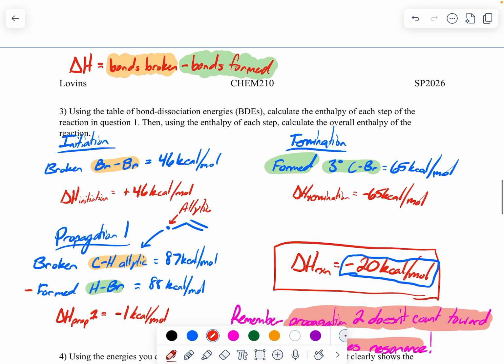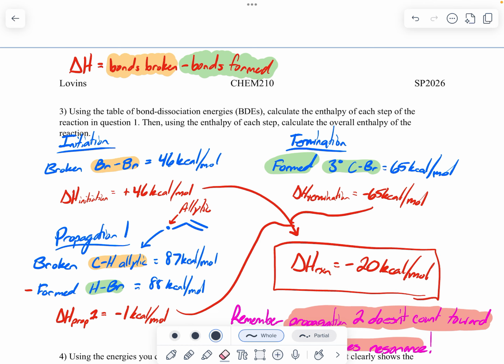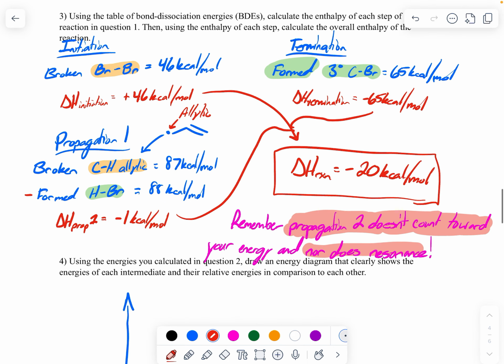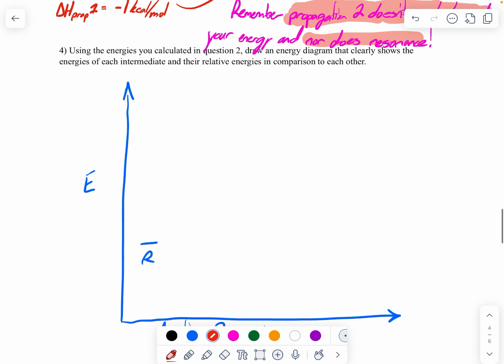Now if we take all of these values and add them up, that's where we come up with the delta H of reaction at negative 20 kilocalories per mole, right? And this is going to be a useful value for us because now we're going to look at this in terms of an energy diagram. So we can use the energies that we calculated in question 2 to draw an energy diagram that shows the energies of each intermediate and their relative energies in comparison to one another.